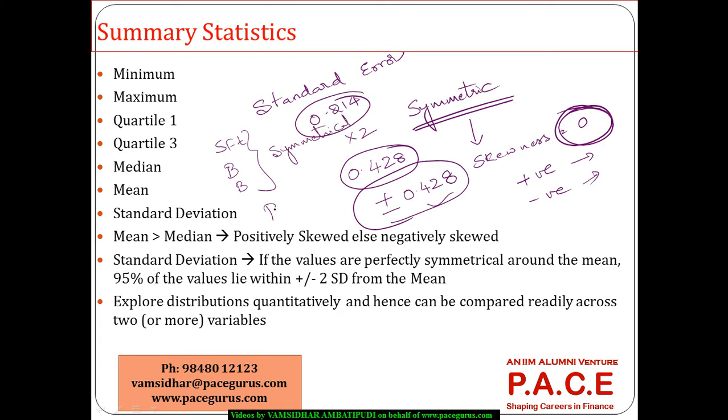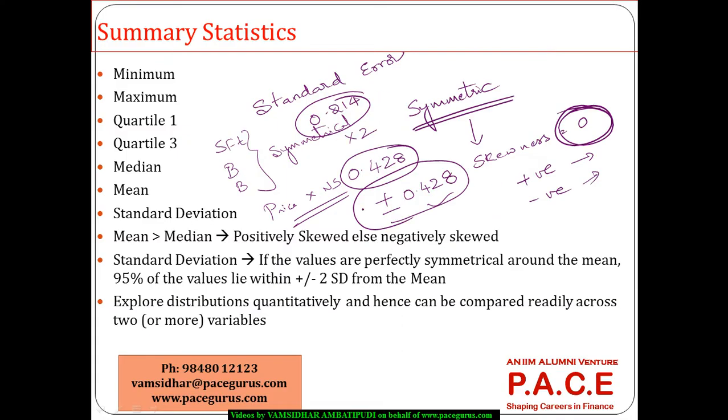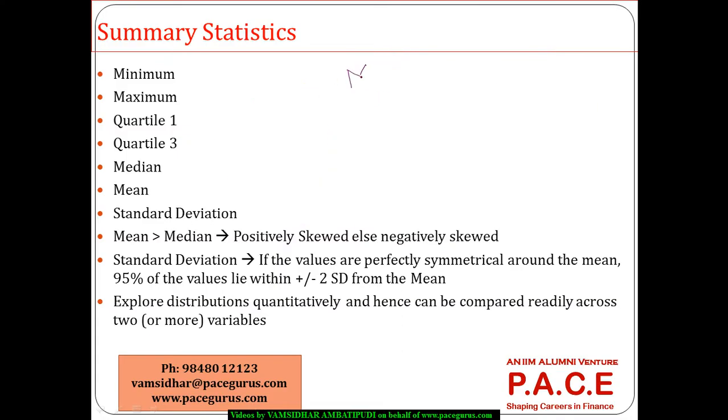Whereas the price is not symmetrical. You see, we have got the first pattern. The price is not symmetrical. And the other way you look at it is, if it is symmetrical, the mean and the median should be more or less the same.